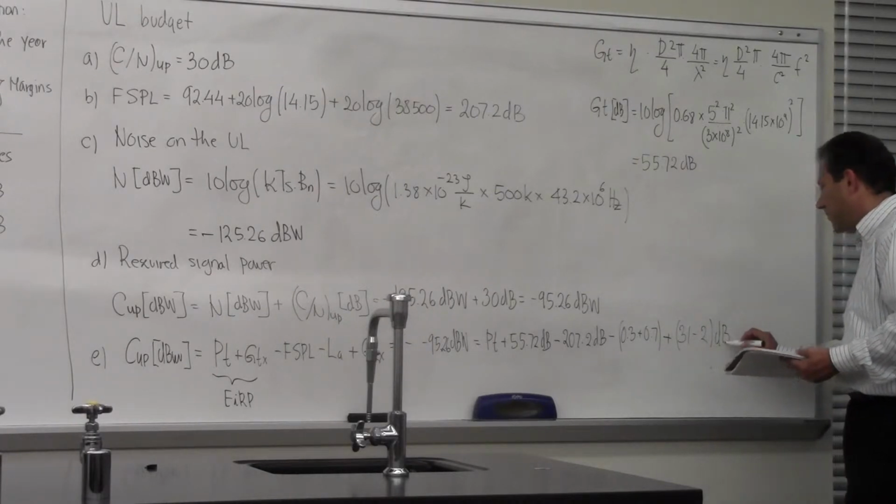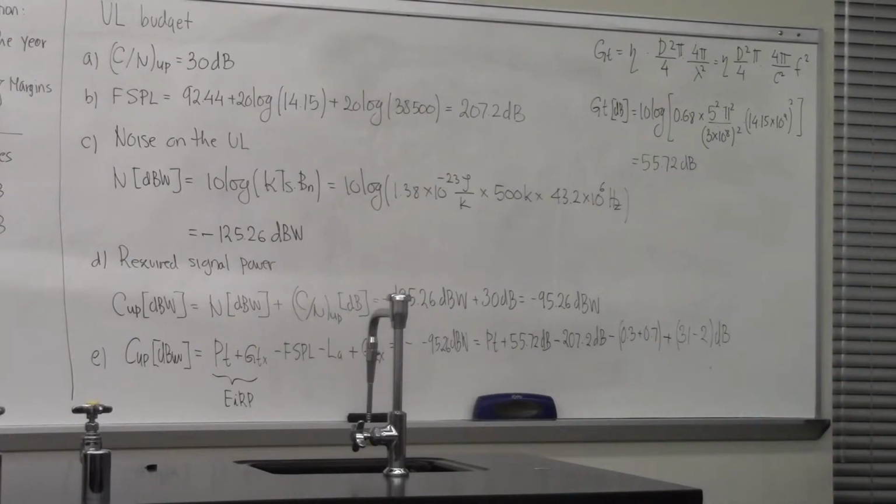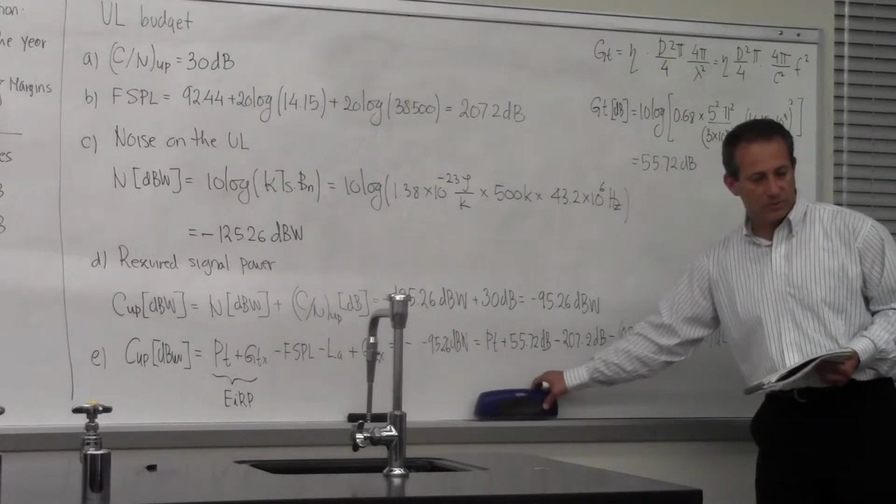Why? Because I'm locating my earth station, transmitter station, at a minus 2 dB contour relative to the axis of the satellite. So that's the gain. It's not really 31 anymore, but 29. And now this is essentially just the budgeting equation here. So from here, the only unknown is what the transmit power needs to be.